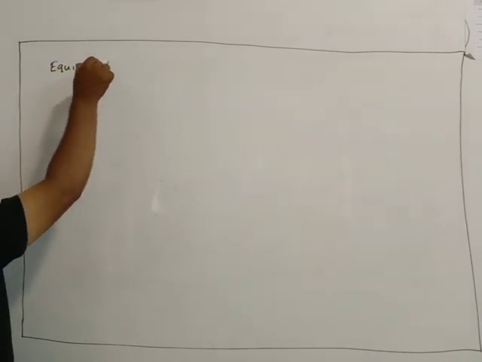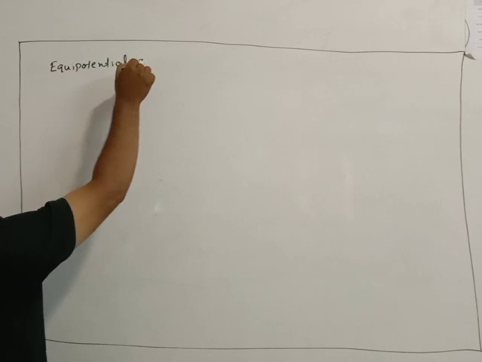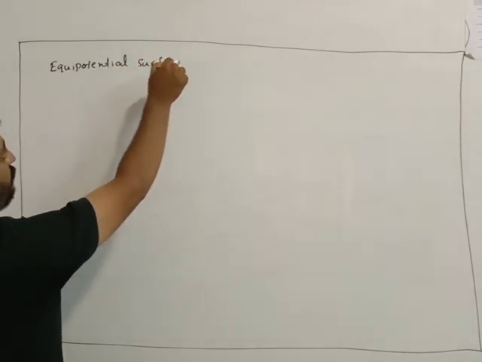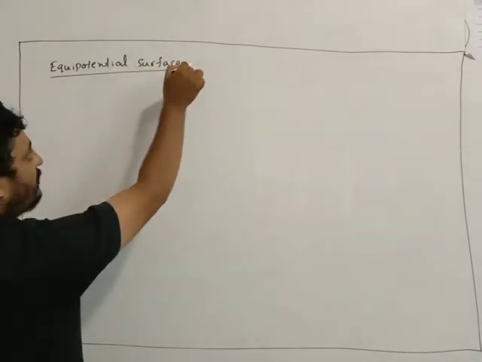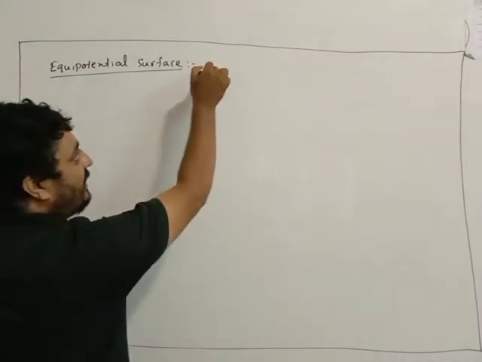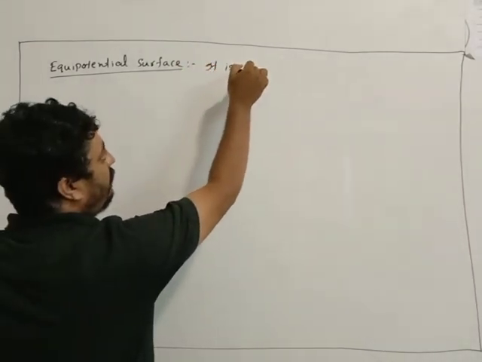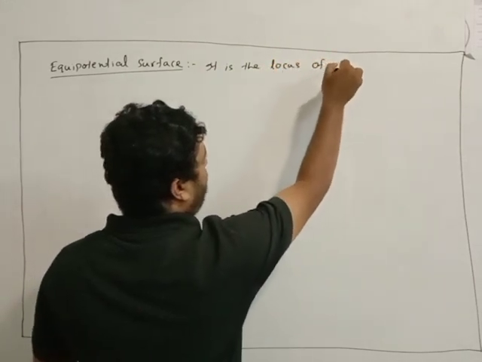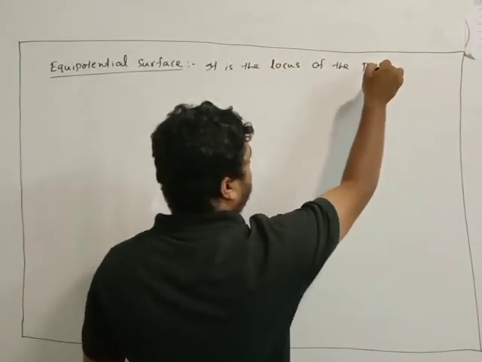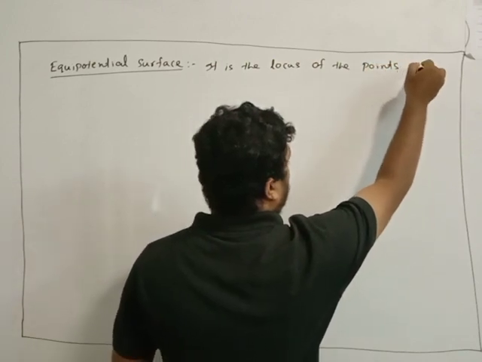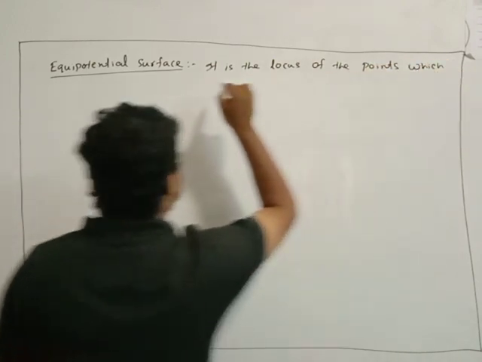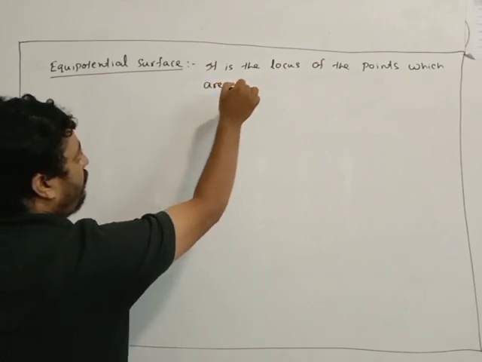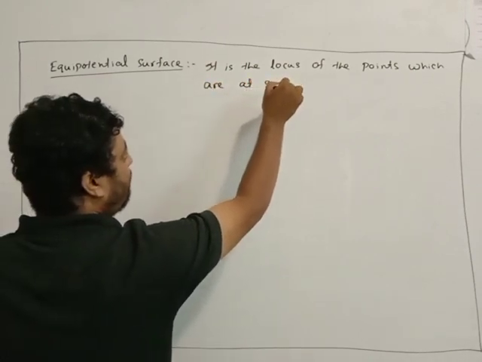So today we will go for equipotential surface. So what is equipotential surface? It is the locus of the points which are at same potential.